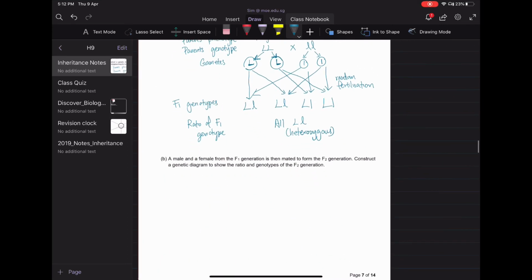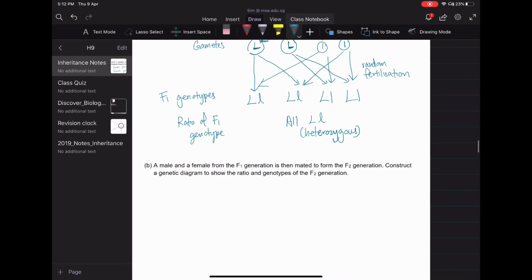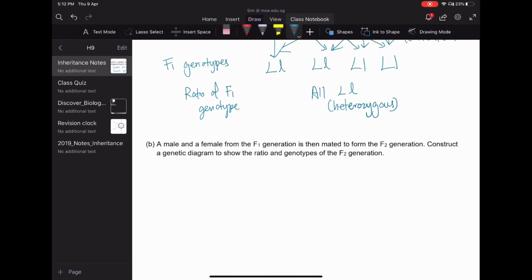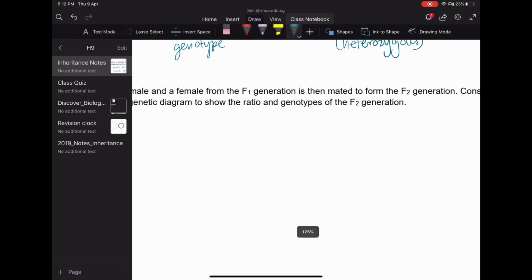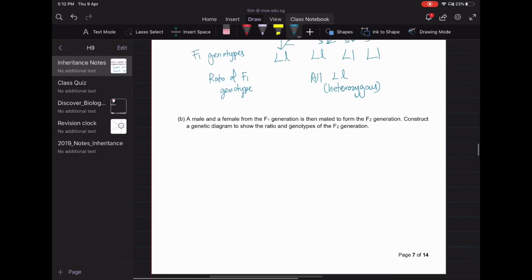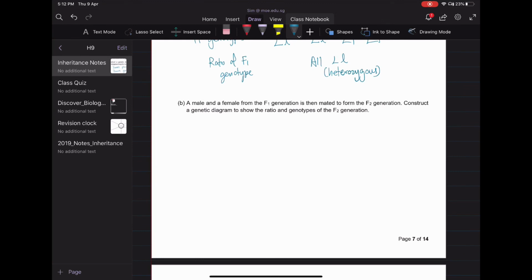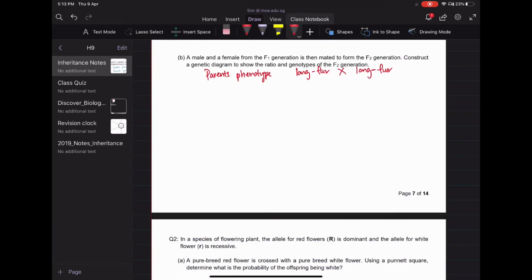For question B, we are trying to cross the offspring from the F1 generation, taking a male and female mouse and letting them breed. This time round, we are also expected to draw a genetic diagram to show the ratio and genotypes of the F2 generation. Basically, the parents, which is the F1 generation now, also have a certain phenotype: they are all long fur because they are all of the heterozygous genotype. So if this is their phenotype, we also need to understand what their genotypes are.